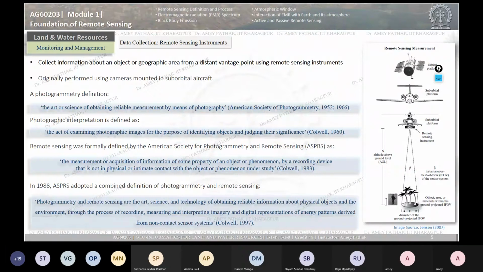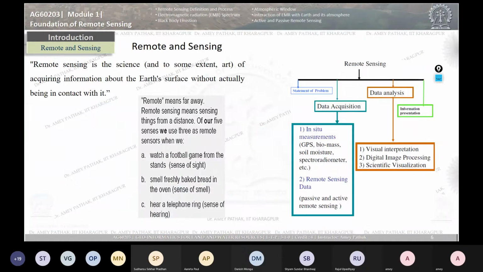As I said, the previous definition was insufficient to explain all the operations that we perform using remote sensing, because when you are inspecting a photographic image, you are just focused on limited bandwidth. You are just targeting limited bands. But this is a wider definition, in which it gives the process of recording, measuring, and interpreting imagery and the digital representation of energy patterns derived from non-contact sensor systems. So this is all remote sensing.